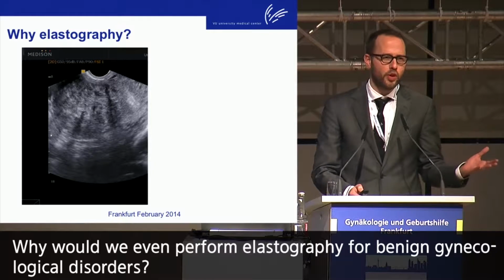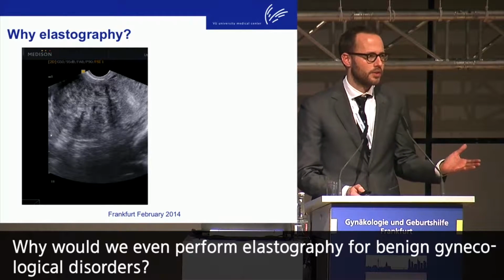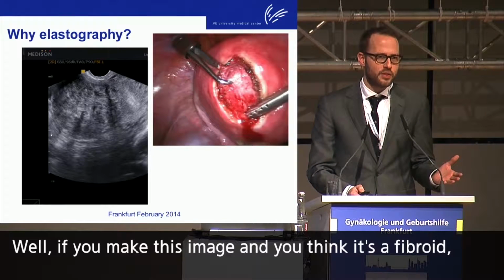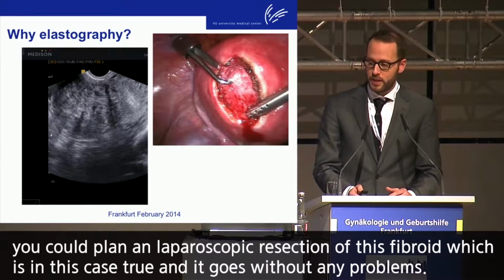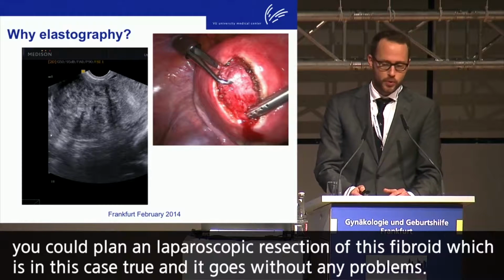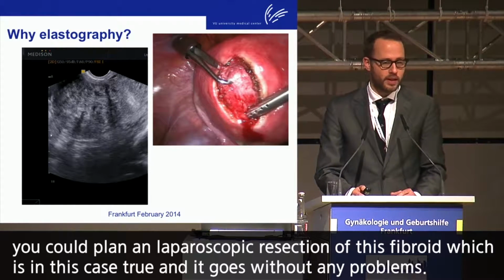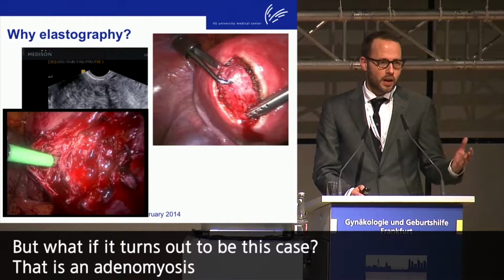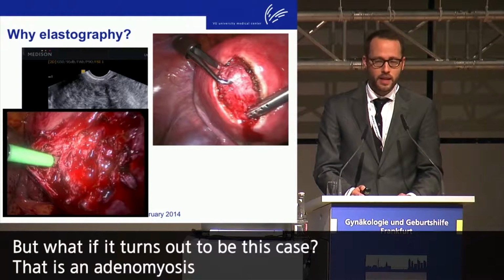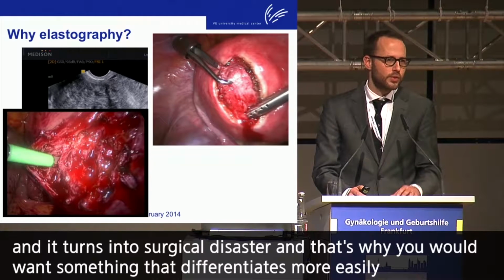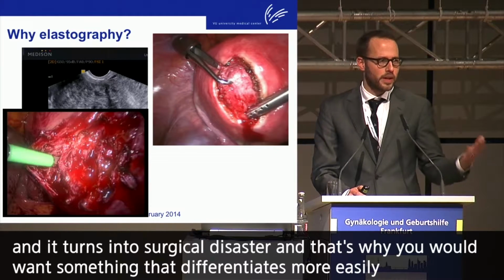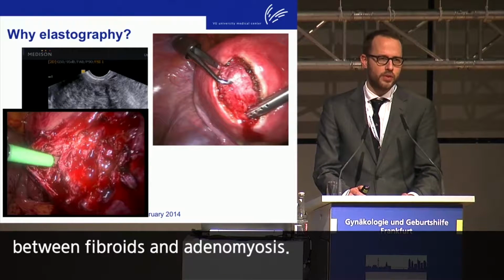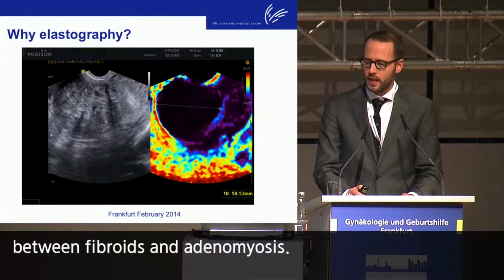Why would we even perform elastography for benign gynecological disorders? Well, if you make this image and you think it's a fibroid, you could plan a laparoscopic resection of this fibroid, which is in this case true and goes without any problems. But what if it turns out to be this case, that it's adenomyosis and it turns into a surgical disaster? So that's why you would want something that differentiates more easily between fibroids and adenomyosis.